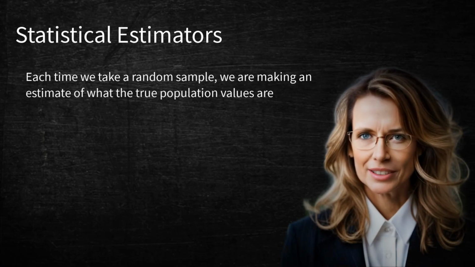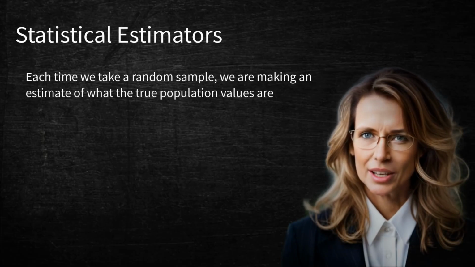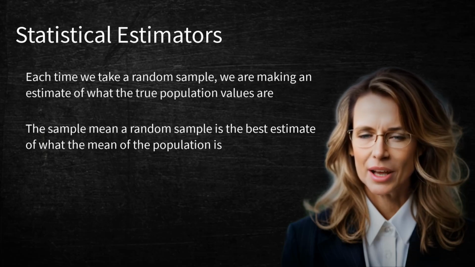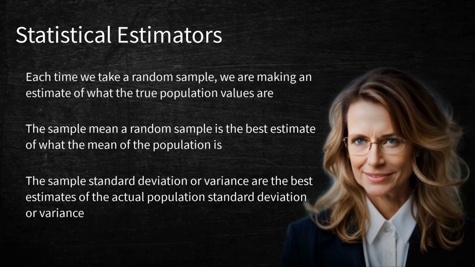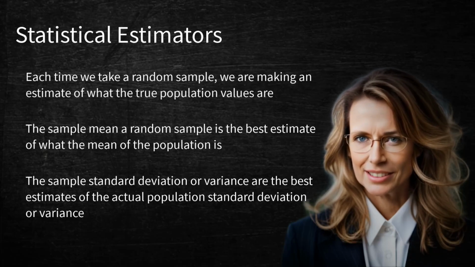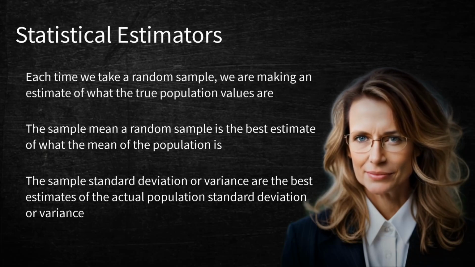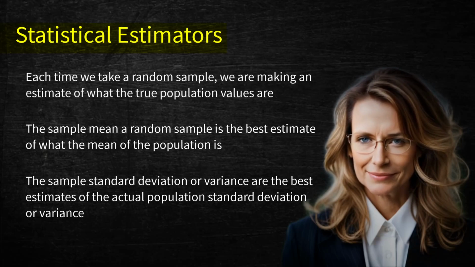Each time we take a random sample, we are making an estimate of what the true population values are. So if we calculate the mean of a random sample, that sample mean is our best estimate of what the mean of the population is. The same holds true for the standard deviation or variance of a random sample. They are the best estimates of the actual population standard deviation or variance. Because of this, we refer to the mean and standard deviation of a random sample as statistical estimators because they are the best estimates that we have of the unknown population values. In a moment, we will explain why this statement is true.